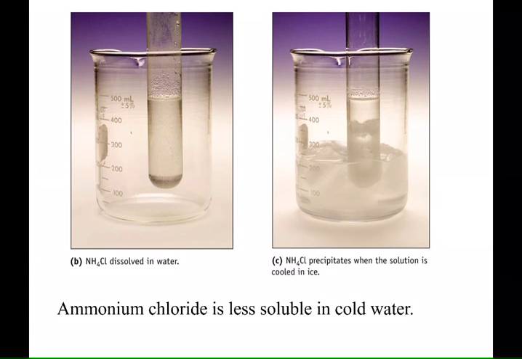Ammonium chloride is the intuitive one, where at warmer temperatures it's more soluble. At room temperature, this test tube was prepared, and notice it's undersaturated. There's no sludge at the bottom of the ammonium chloride. Then when we lower the temperature, we remove heat, what happens? It starts to crystallize. Exactly, it starts to precipitate out.